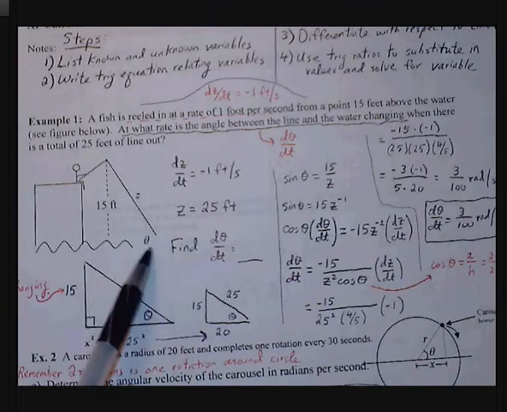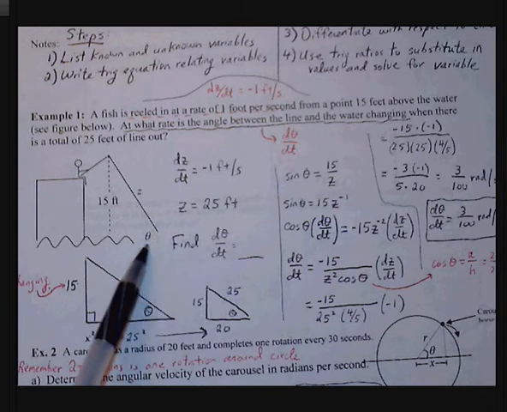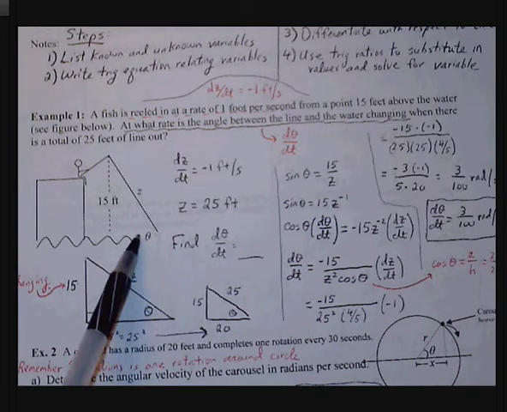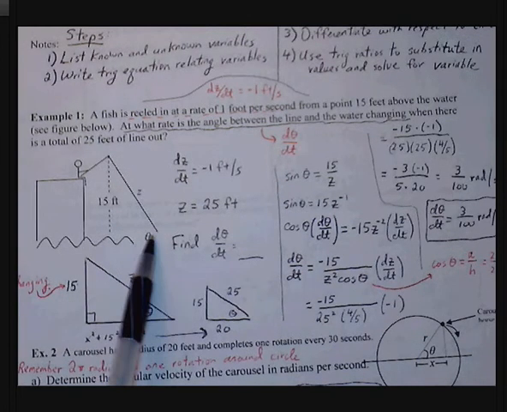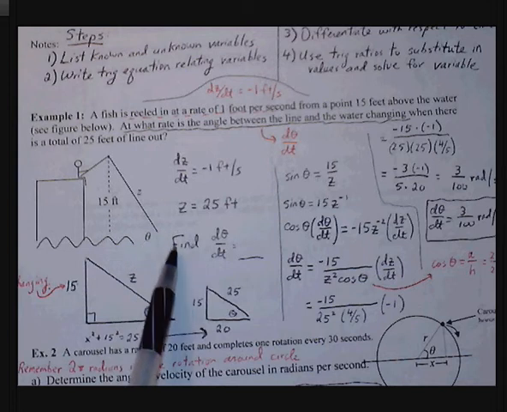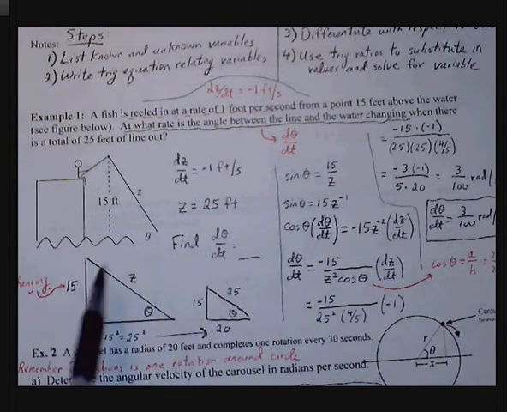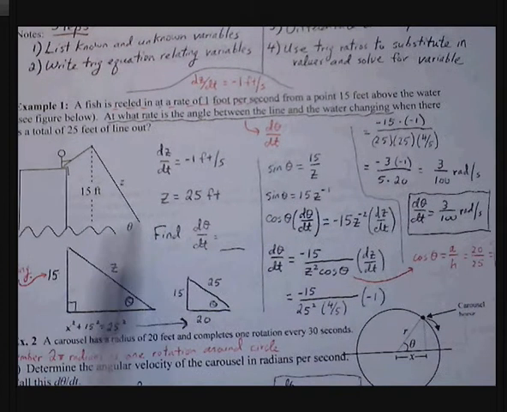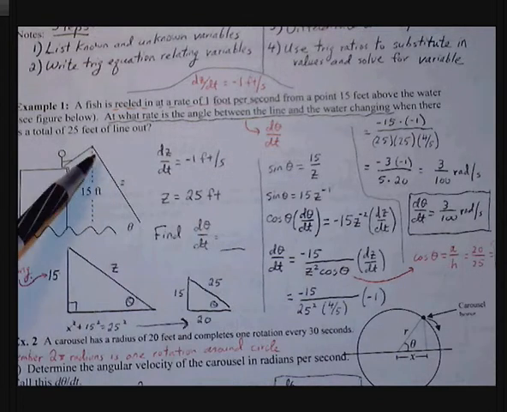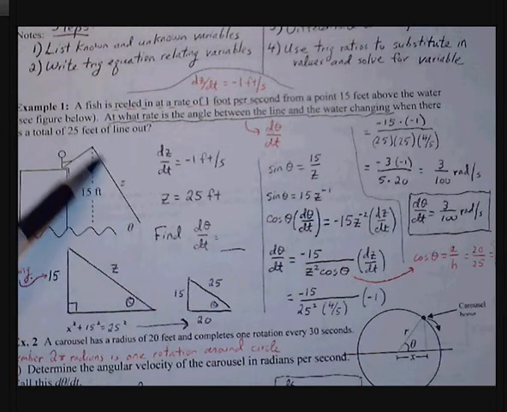You can also see that the theta, the angle, is going to increase as the fish gets reeled in. And also the distance, this distance x, is also going to be decreasing. So it helps to visualize this problem in motion. The rate at which the fish is being reeled in, that's going to be dz dt.